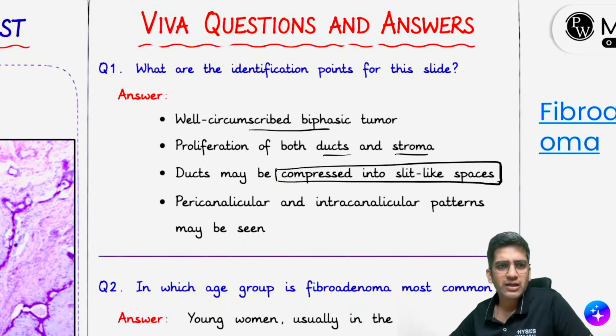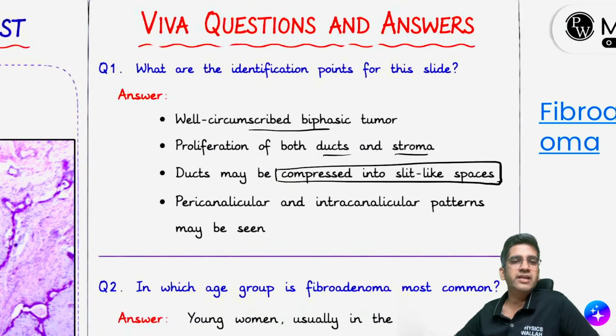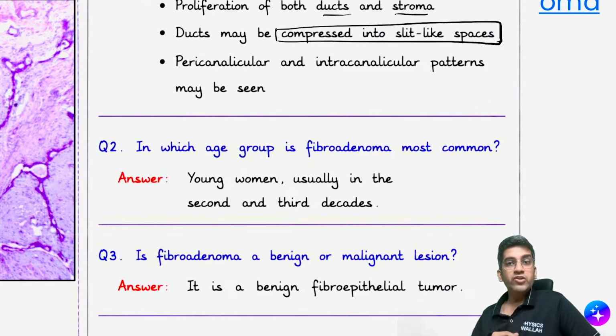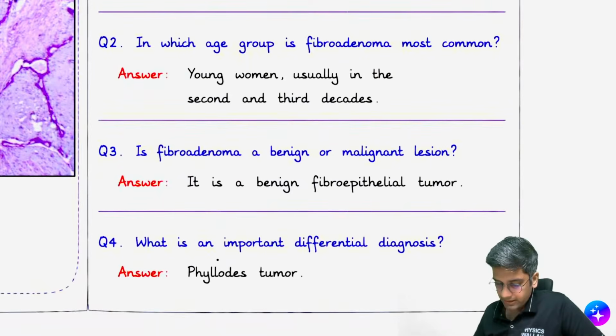Does the pericanalicular intracanalicular pattern really make sense for me? No, it doesn't. But if they ask you, tell them there are two patterns which have no prognostic significance. No one reports them in real life. Fine. It's one of the most common benign tumors and it's very, very mobile. We have an analogy called breast mouse, but let's not use it. It's a very mobile tumor seen in young individuals. Fine. It's a benign fibroepithelial tumor.